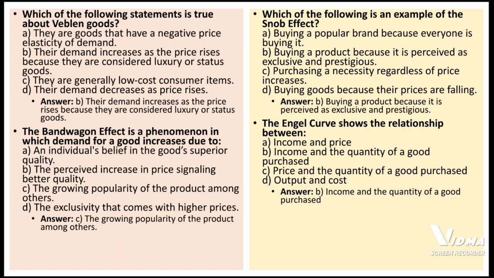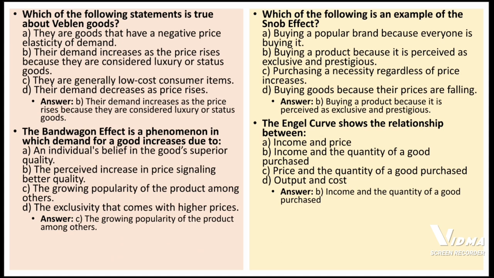Which of the following statements is true about Veblen goods? Answer is B, their demand increases as price rises because they are considered luxury or status goods. The bandwagon effect is a phenomenon in which demand for a good increases due to: answer is C, the growing popularity of the product among others. Which of the following is an example of the snob effect? Answer is B, buying a product because it is perceived as exclusive and prestigious.